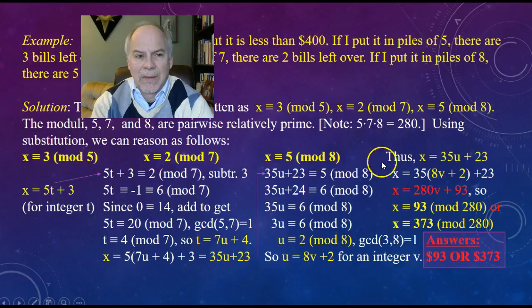Now, this problem allows for a second possible answer. If you add 280 to 93, you get 373. That's another possible answer because all we know is that it's less than $400, and 373 is less than $400. So there are two possible answers. You could have 93 $1 bills, or you could have 373 $1 bills. It's impossible to tell which of the two it is because it could be either one. So there are actually two answers in this case.